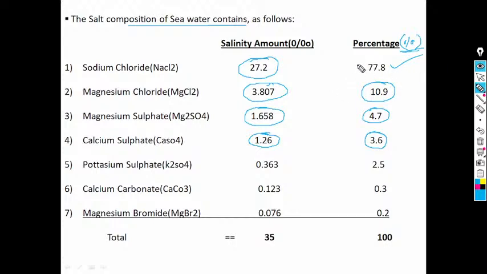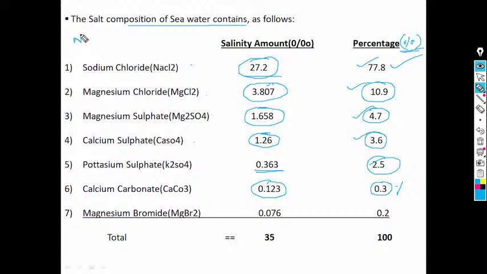Sodium chloride 77.8, magnesium chloride 10.9, magnesium sulfate 4.7, calcium sulfate 3.6. These are the total base. Then potassium sulfate is 3.63, that is 2.5 percent, and calcium carbonate is 0.123, that is 0.3 percent.